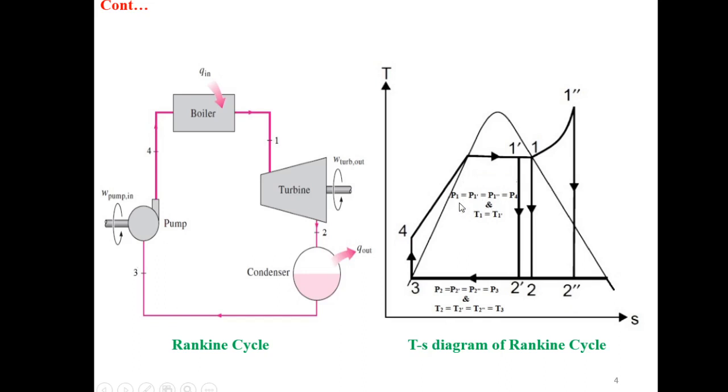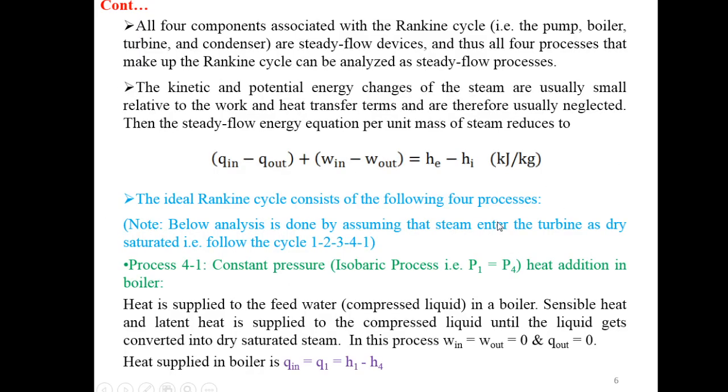Also remember that P1 equal to P1 dash equal to P1 double dash equal to P4, because this is a constant pressure line, and T1 equal to T1 dash. So in this case what we are having? We are having W in equal to W out equal to 0 and Q out equal to 0. So this value 0, this one 0 and this one 0. What is left? Q1 is equal to H exit. Exit is point number 1. So H1 minus inlet, point number 4. So H1 minus H4. So Q1 equal to H1 minus H4.